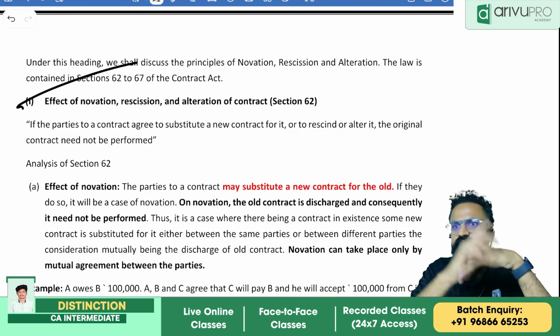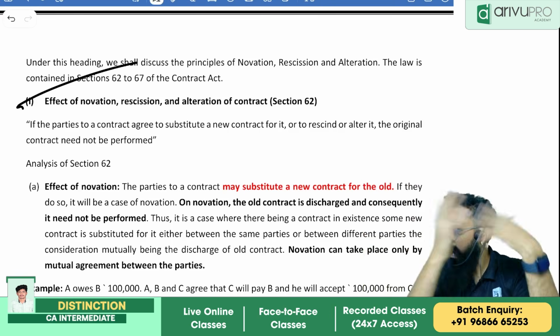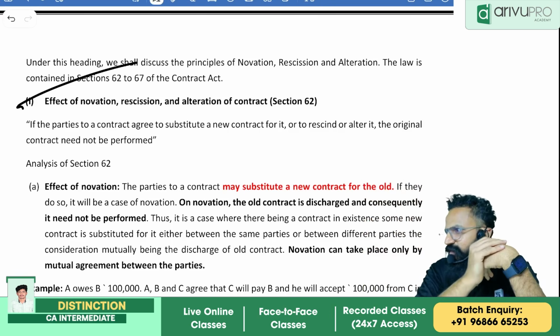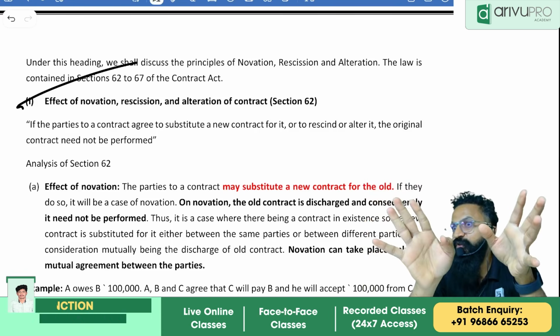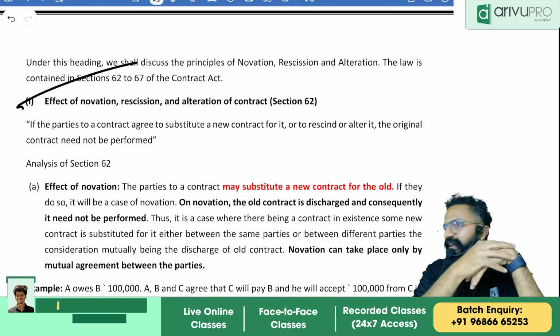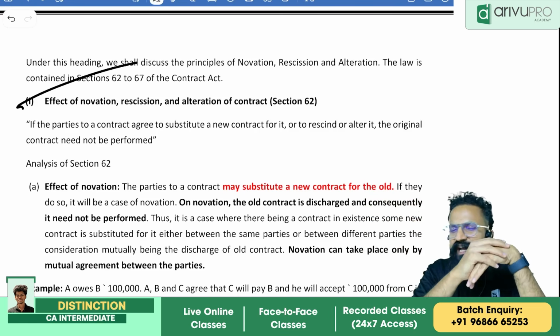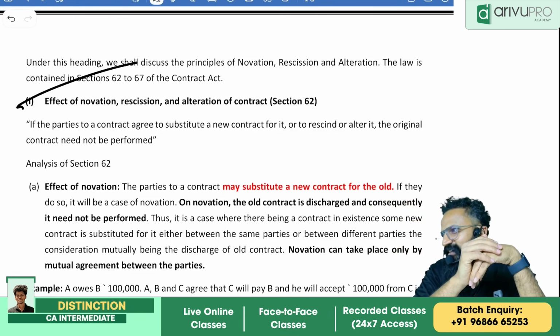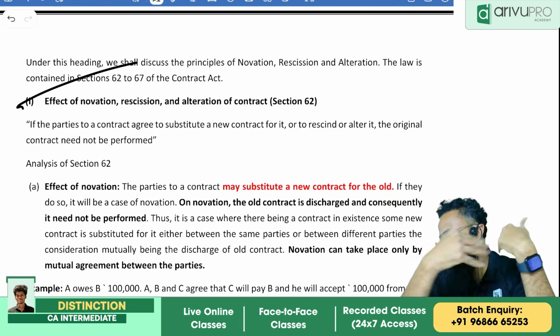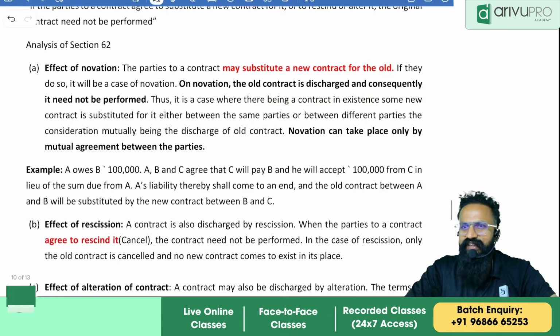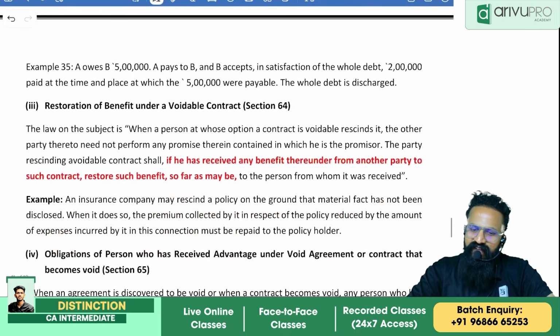Remission means to give up my right. I had a right, and I'm giving up my right. That is called remission. I need not perform the given up part. The last one is waiver. The last one is called negligence. When students do not read, a teacher is discharged from their liability.